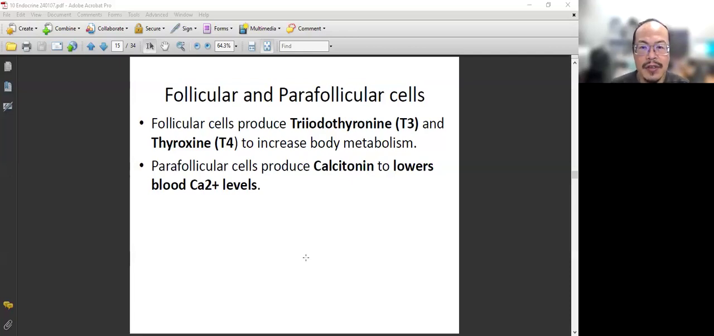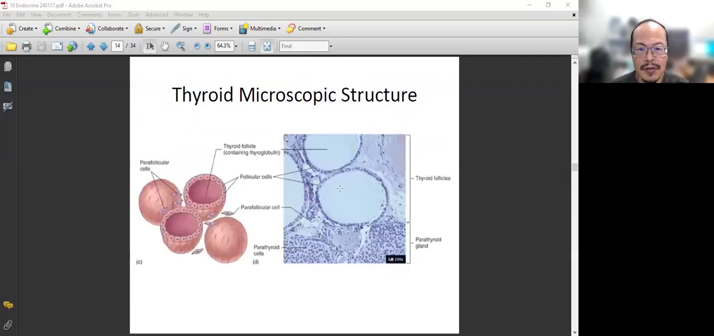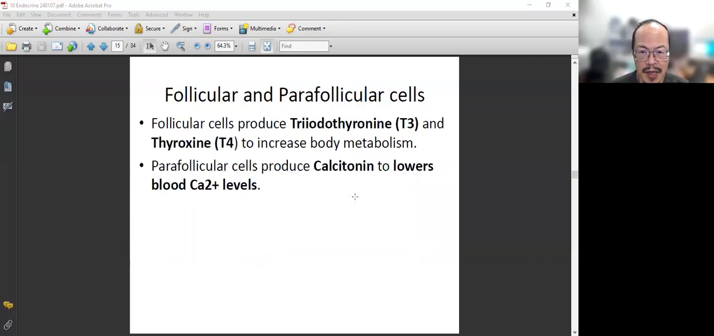The follicular cells produce thyroid hormone. There are two types of thyroid hormone. They are triiodothyronine, or short for T3, and thyroxine, short for T4. So T3 and T4 are thyroid hormone. What's their function? Okay, we will talk about it later.